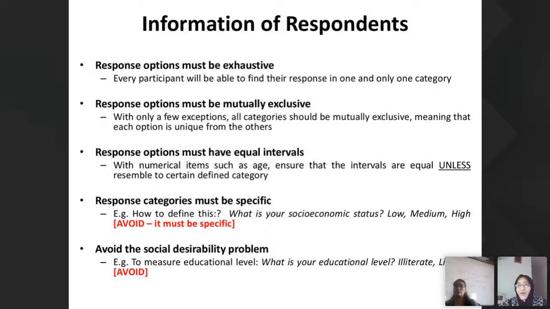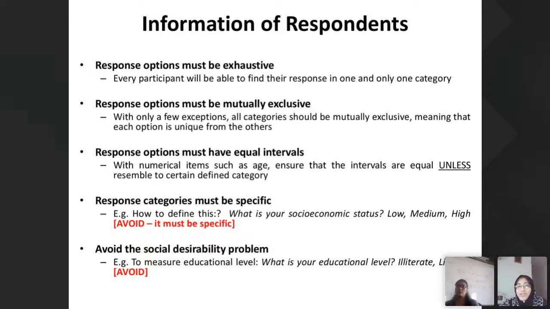So as a respondent, which group should they pick, 18 to 25 or 25 to 32? It should be 18 to 25, 26 to 32. These are mistakes that I've seen a lot. So make sure that when you're doing that particular category, there is one and only one category for the respondent to take.